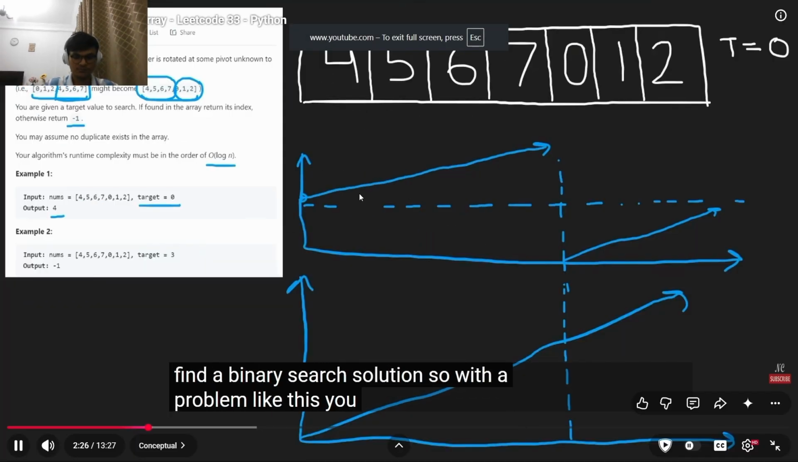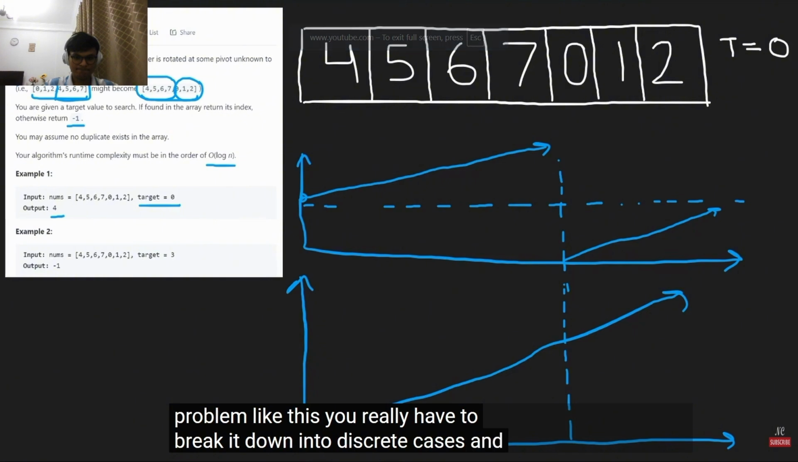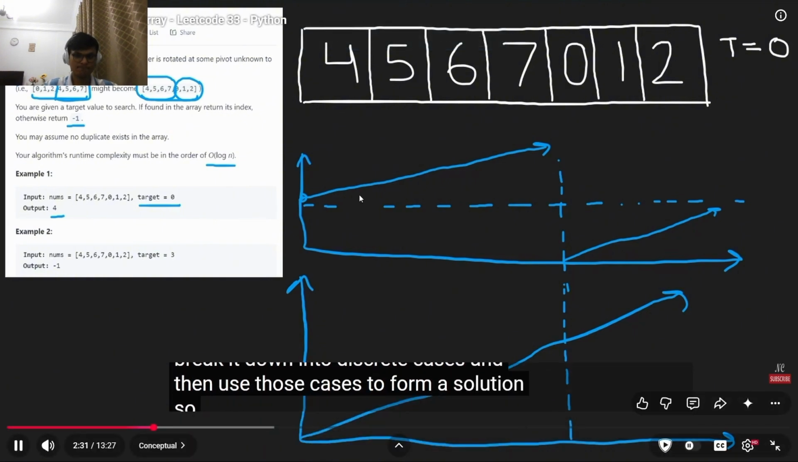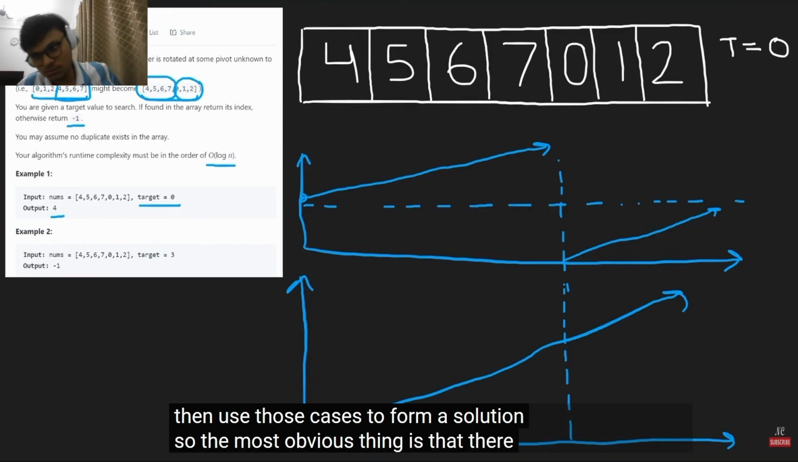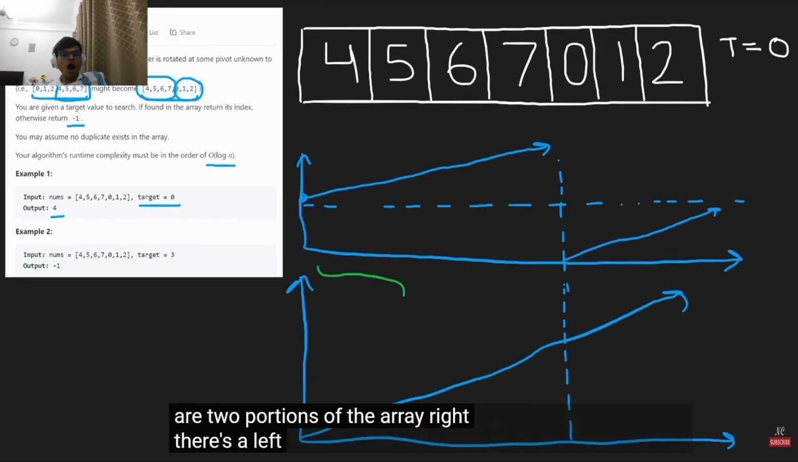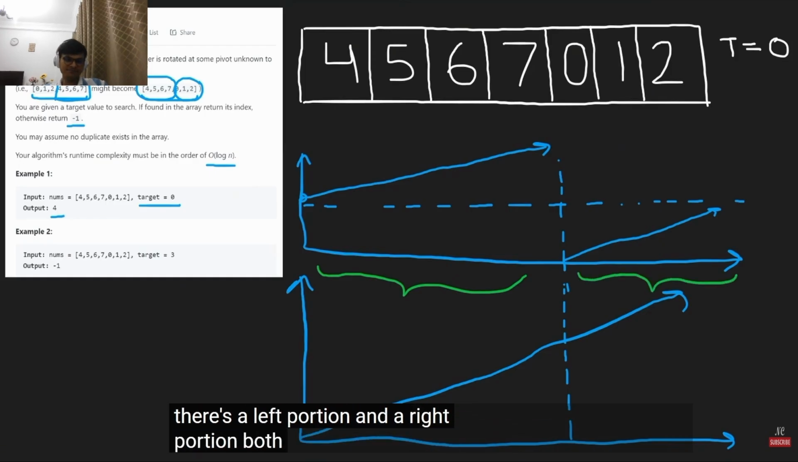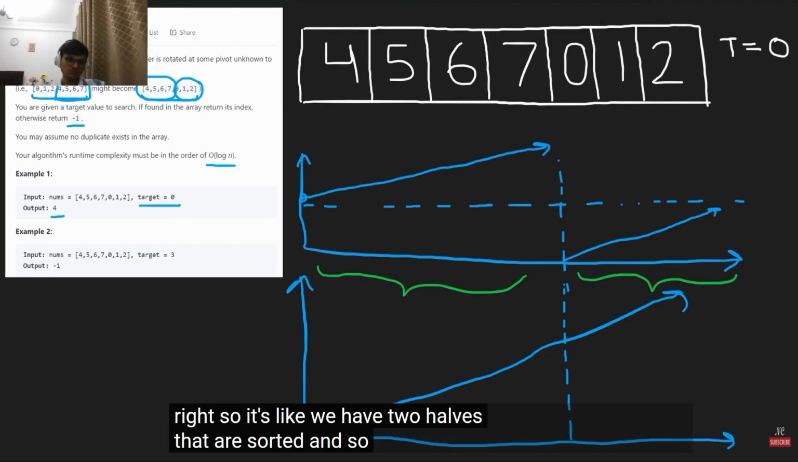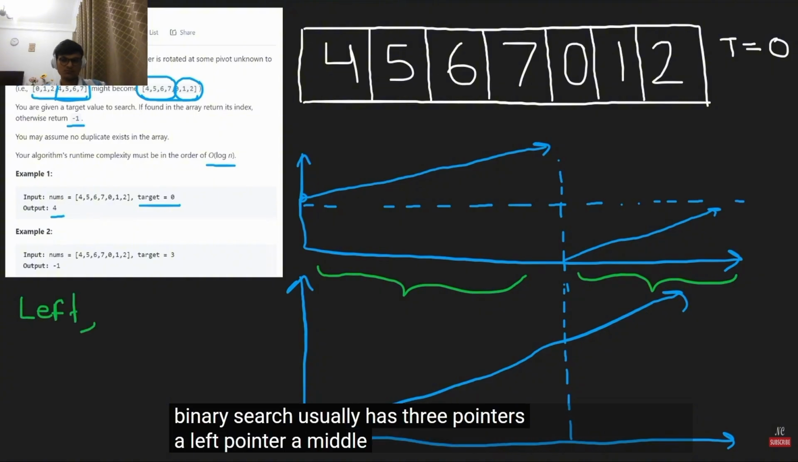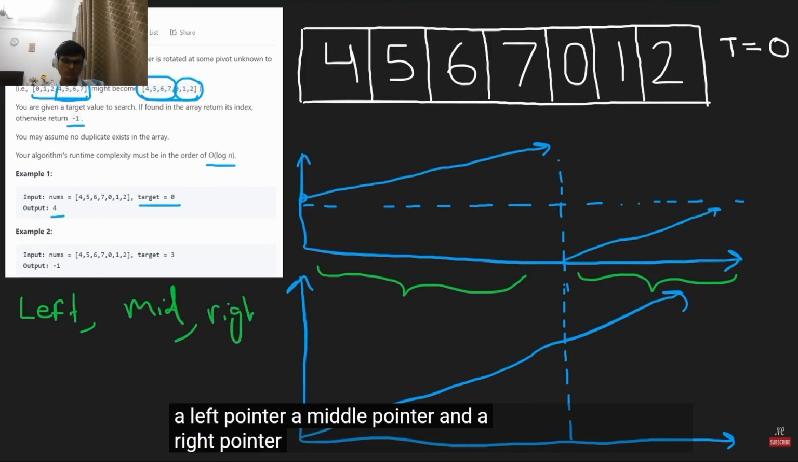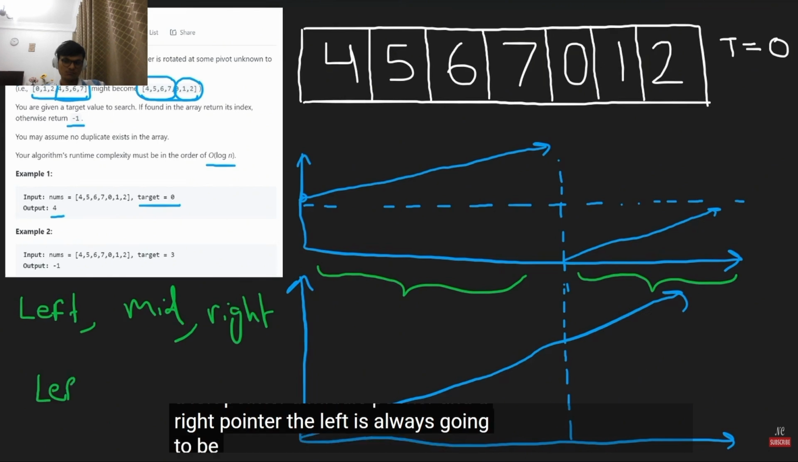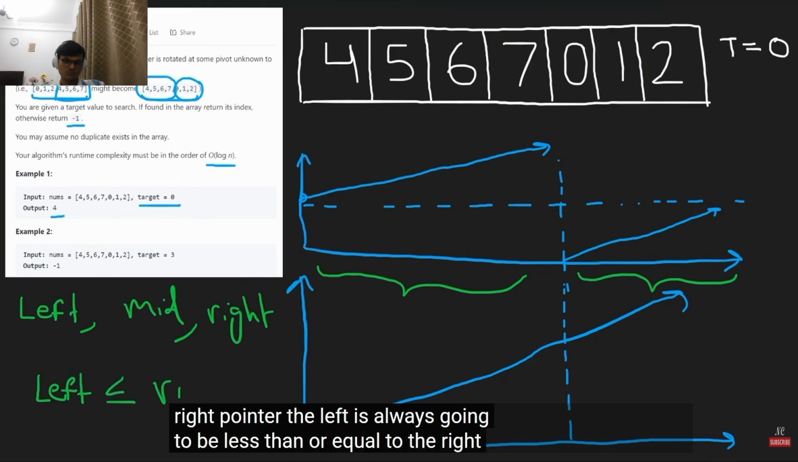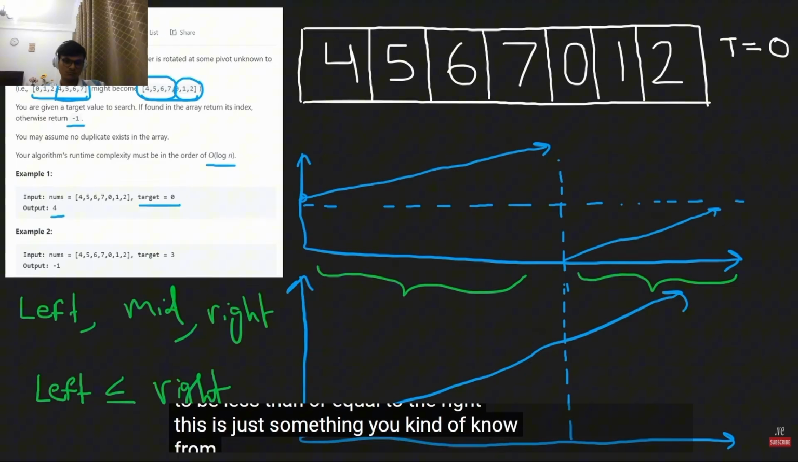So with a problem like this, you really have to break it down into discrete cases and then use those cases to form a solution. So the most obvious thing is that there are two portions of the array, right? There's a left portion and a right portion. Both independently are sorted, right? So it's like we have two halves that are sorted. And so we know that a binary search usually has 3 pointers, a left pointer, a middle pointer, and a right pointer. The left is always going to be less than or equal to the right. This is just something you kind of know from binary search.